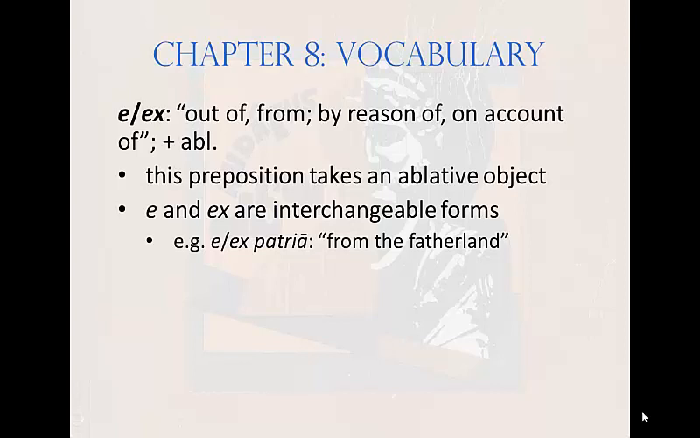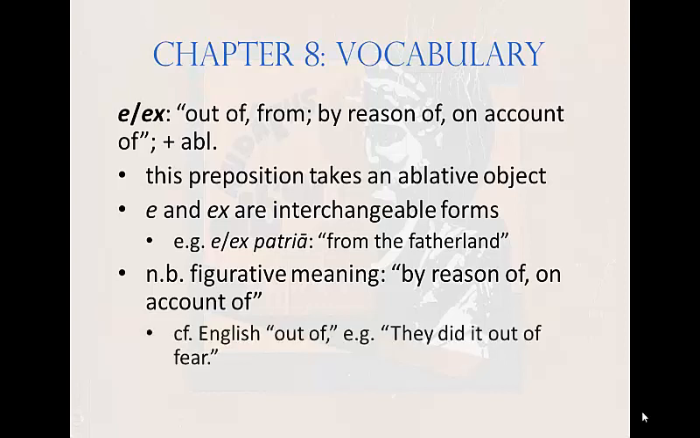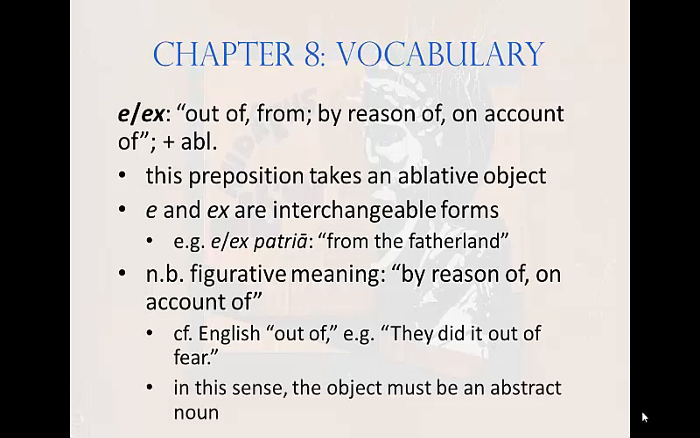From is the literal meaning of ex, but ex also has a figurative meaning, by reason of or on account of. A sense it shares with our preposition out of, as in, they did it out of fear, meaning on account of fear. For this preposition to have this sense, the object must be an abstract noun. So no one will be running from the house, meaning on account of the house, unless we're in some sort of Latin horror movie.